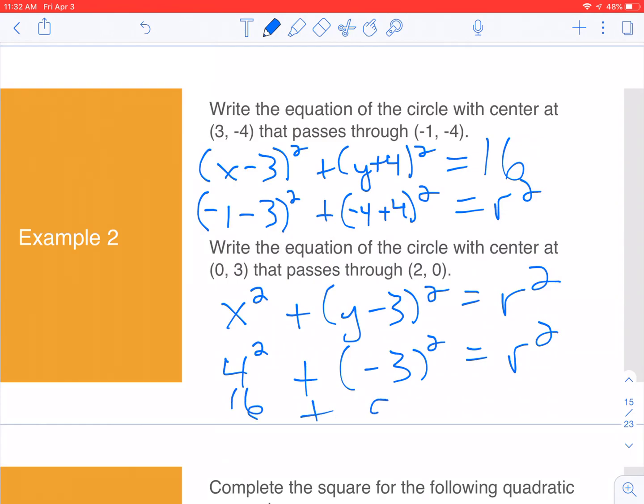16 plus 9 equals 25. So then I go back up here, I erase that, I put the 25. Notice I'm not finding the square root. I don't want to know r, I want to know r squared. Okay, so all we're doing there is finding r squared, and then we're solving.